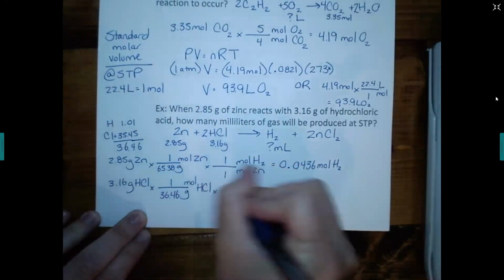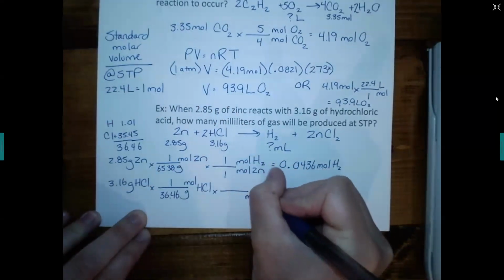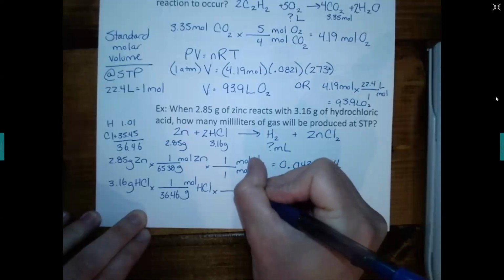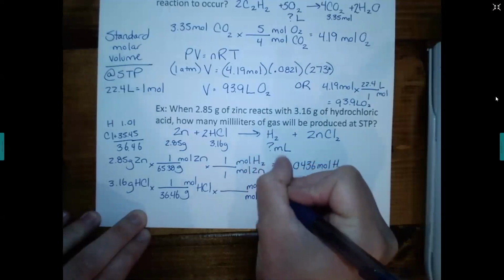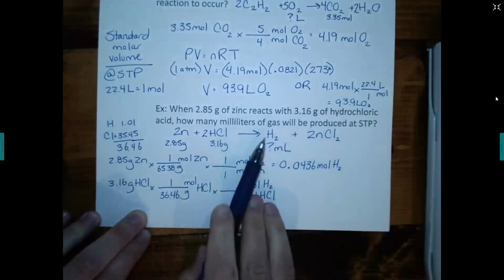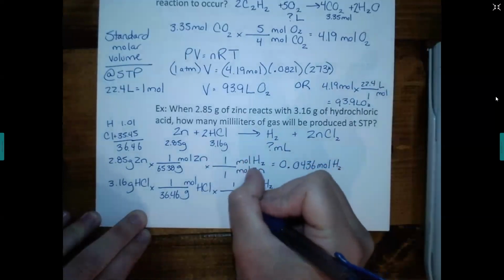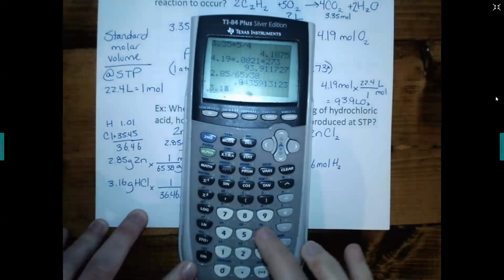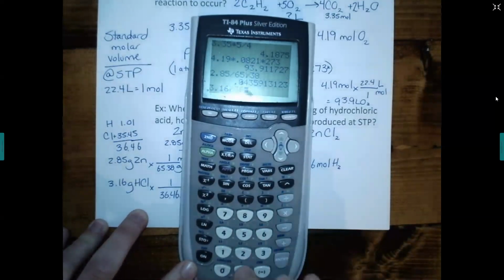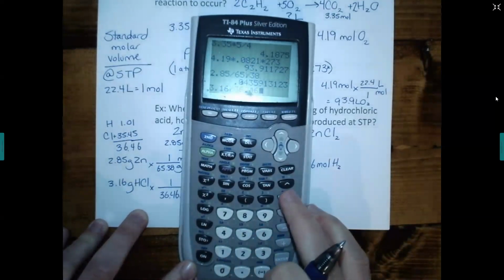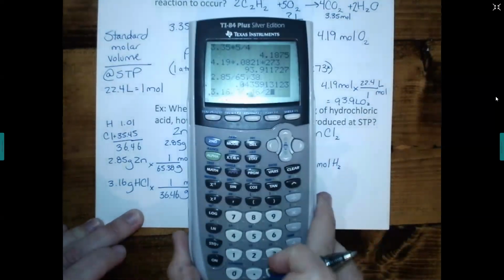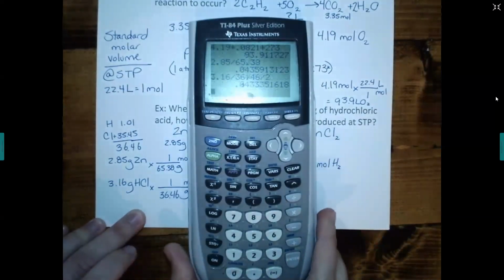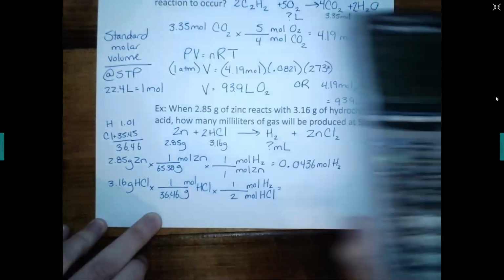And now for my ratio, I move moles of HCl to the bottom. I put moles of hydrogen gas on top. That ratio is 1 to 2. So 3.16 divided by 36.46 divided by 2. And I get 0.0433.